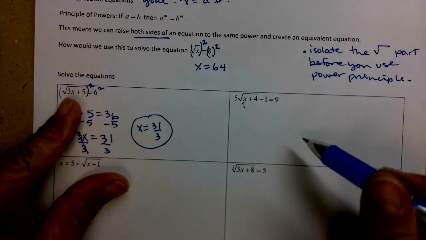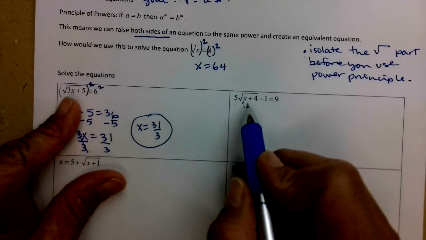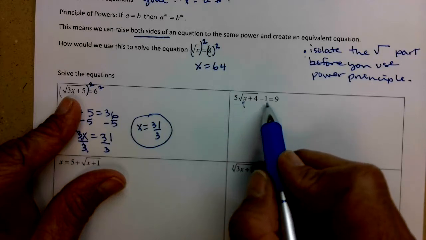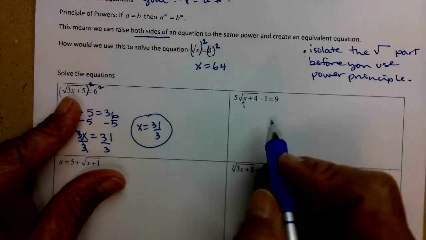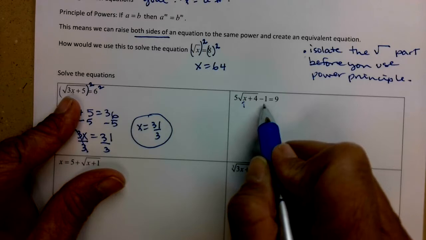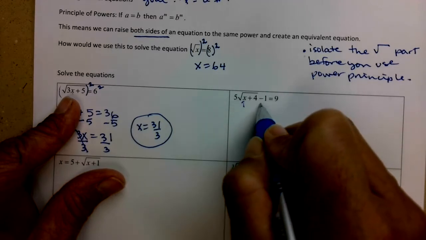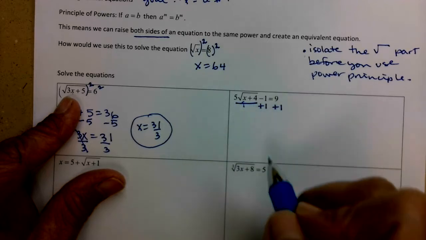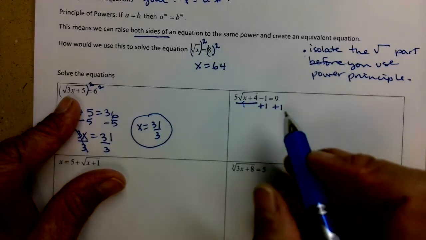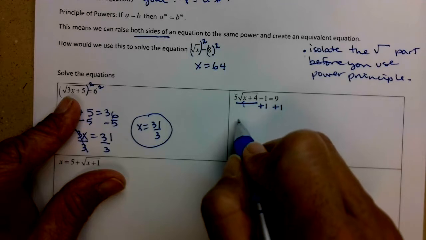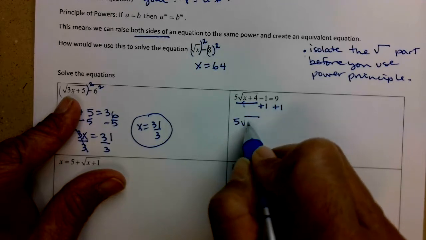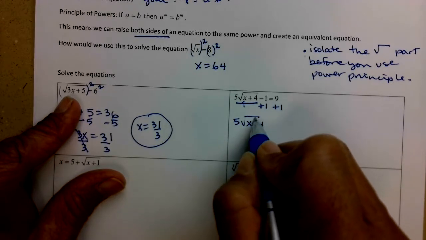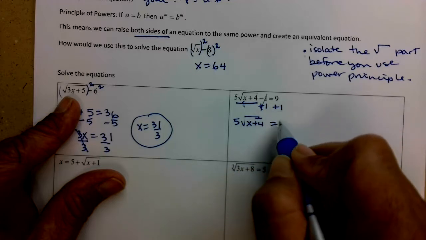you can. Okay. So if I look at this example, 5 times the square root of x plus 4 minus 1 equals 9, the first thing I would do is add 1 to both sides. So I'm going to isolate that term with the radical in it first by adding the other term across. So now I have 5 times the square root of x plus 4. Those guys added away. Now I have equals 10.